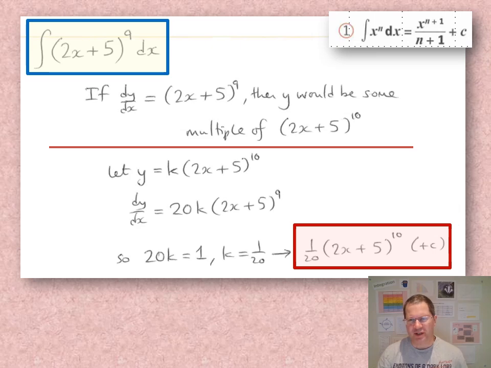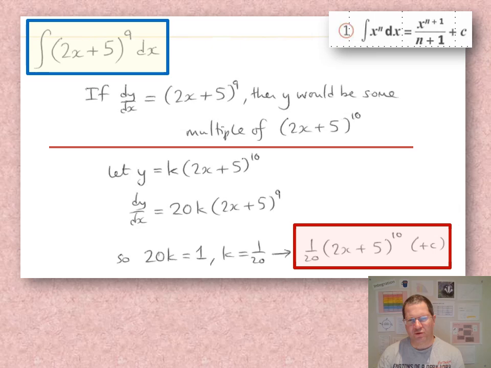This time we're going to integrate a polynomial, and we've got 2x plus 5 to the power of 9 to integrate with respect to x. Now we know that when we integrate x to the n, we get x to the n plus 1 over n plus 1, i.e. the index has increased by 1. So if we've got dy by dx equals 2x plus 5 to the power of 9, then the integral of that we would expect to be some multiple of 2x plus 5 to the power of 10.